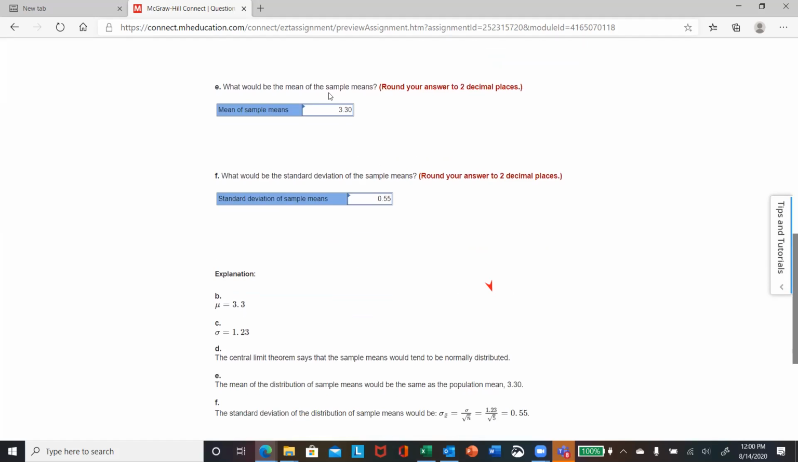Now the last one, this one's the new one. They're going to introduce a new concept. They call it the standard error of the mean. So when they ask what's the standard deviation of the sample means, you simply take sigma and divide that by the square root of n. So if our standard deviation was 1.23, divide that by the square root of 5, since our sample size is 5, and that would be 0.55. That's our standard error of the mean. That would be part F.